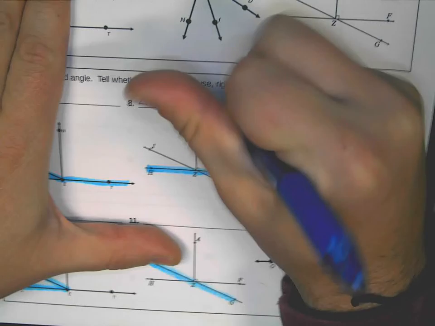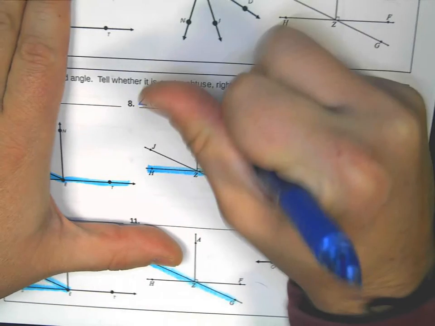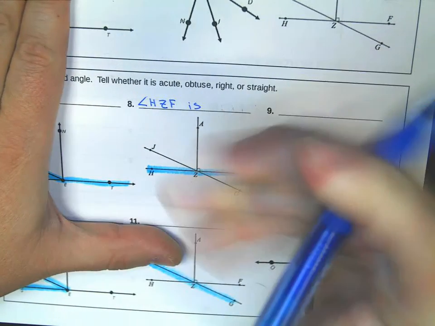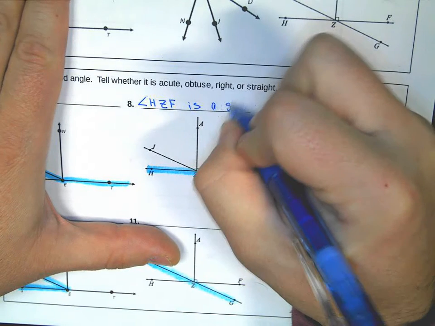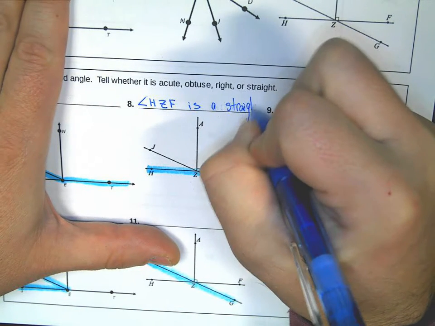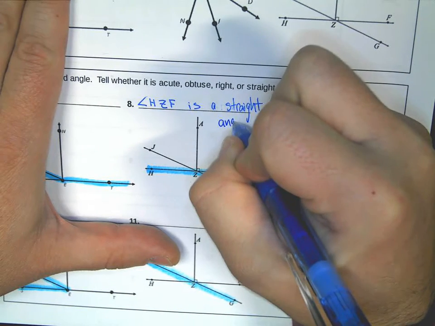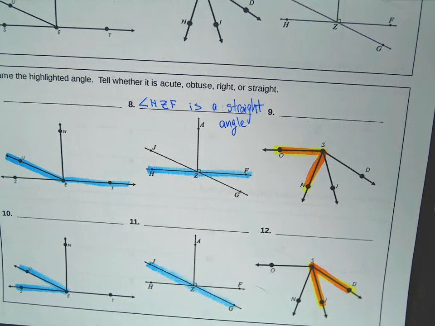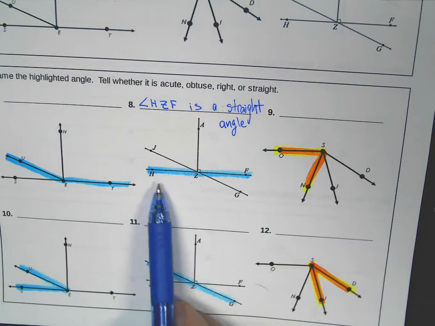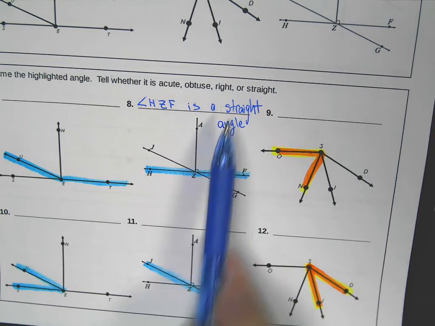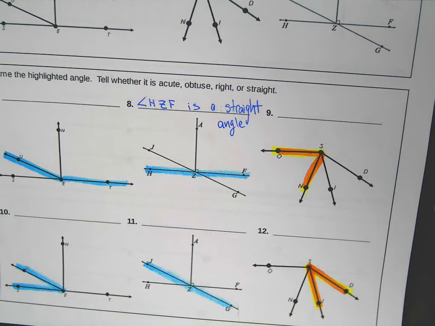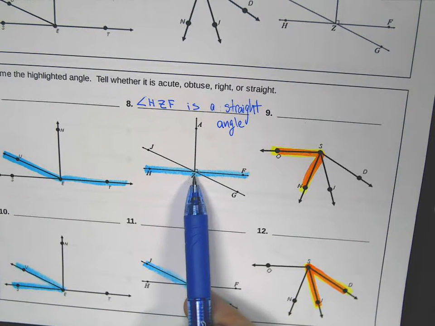Let's make that a better sentence. Is a straight angle. Like so. So we'll name the angle that's highlighted, and then we'll tell what kind of angle it is. Remember that vertex always goes in the middle.